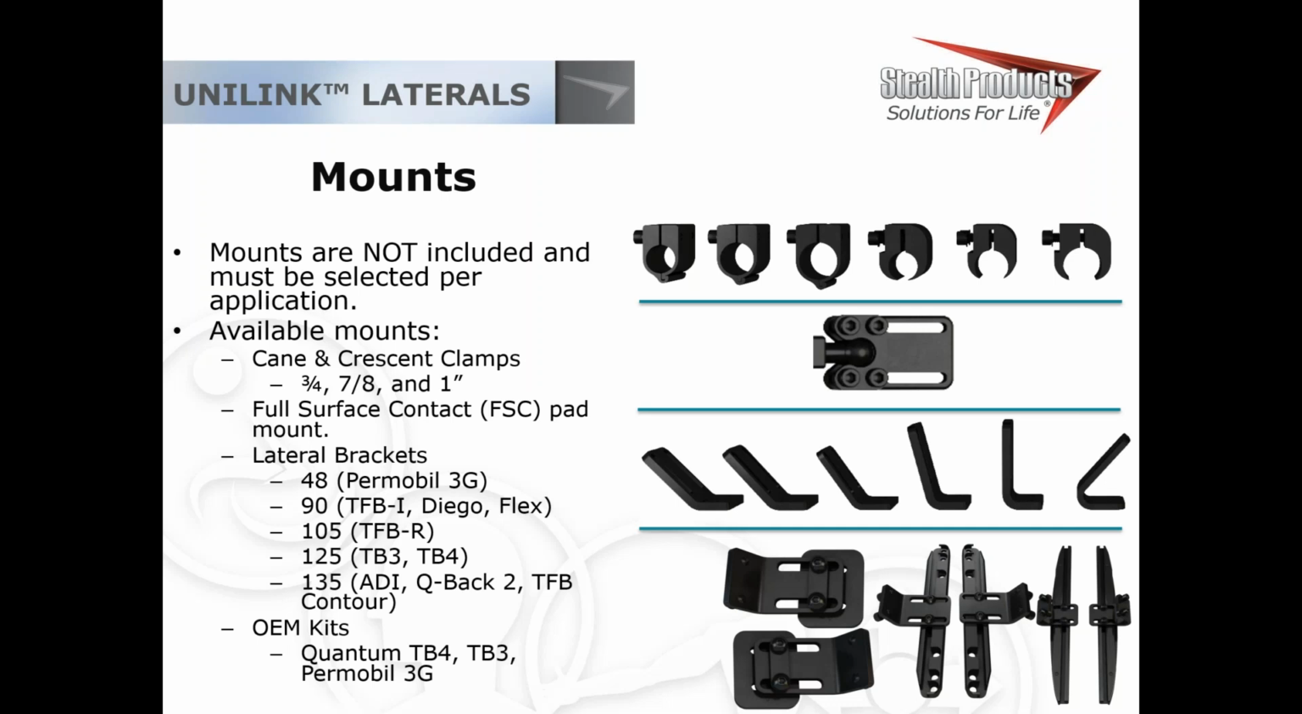We also have OEM kits that you've probably already seen a few of out there. Your TB4 OEM kit here is already out in the field. We have a TB3 OEM kit, which is the same as our TWB version, just with the Unolink lateral bracket instead. And then same with the Permobil 3G. It's the same track with a different bracket on it this time around.